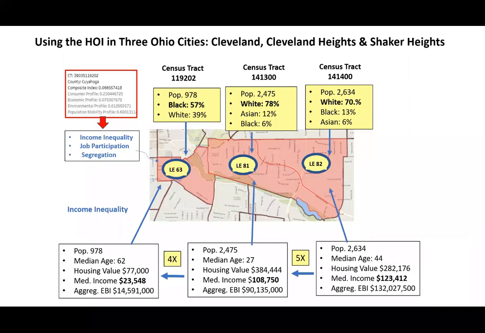If we further examine this, when we look at income inequality, the median income in the census tract in Cleveland is $23,000 versus $108,000 and $123,000 in Shaker Heights. If you look at the effective buying income, basically how much money there is in a community to purchase goods and services, we go from 14 million in the Cleveland census tract to 90 million to 132 million. So even in terms of incomes, we look at a 4 to 5 times differential rate. Next.